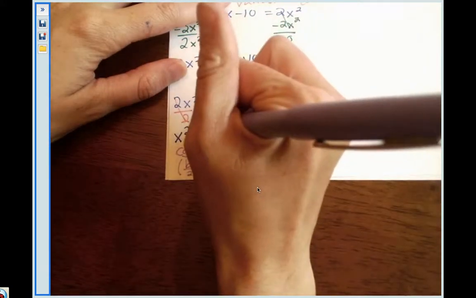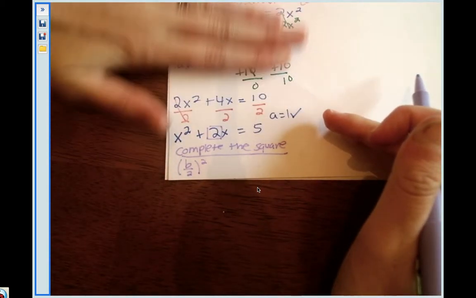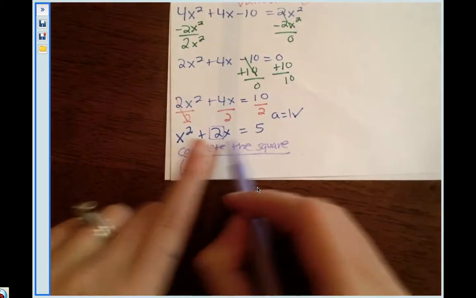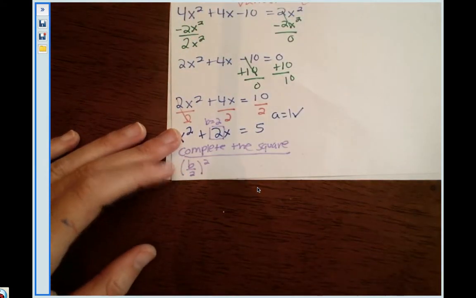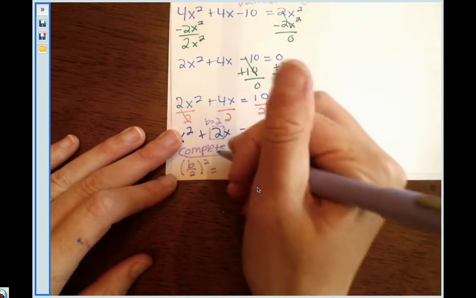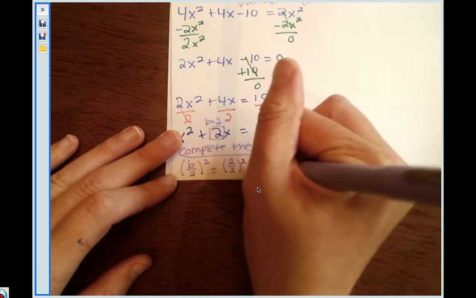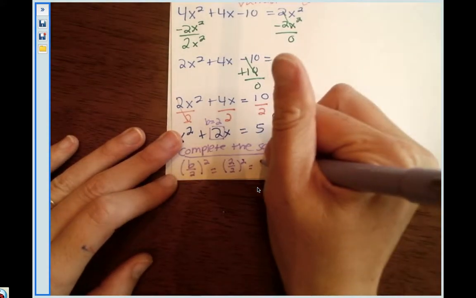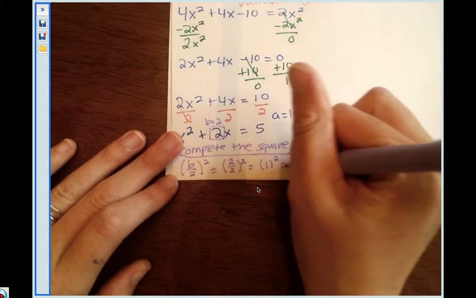Which our b value, we're going to look at the new b value. We're going to ignore the rest of this, like it didn't even exist. We're only going to focus on this equation now. So my b value equals 2. So we're going to do b over 2 squared, which is 2 over 2 squared. 2 over 2 equals 1. And 1 squared, or 1 times 1, equals 1.